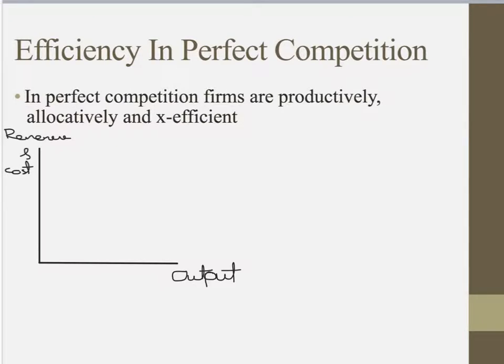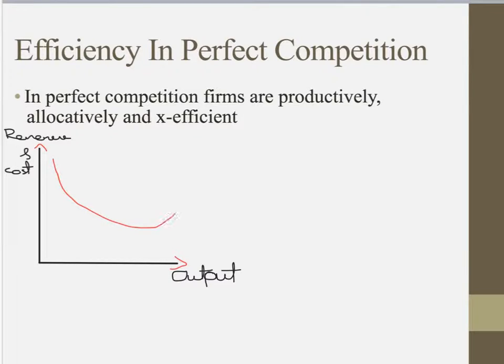The first thing I want to talk about now is efficiency in a perfectly competitive market. As you can see, we can draw this on a diagram because we have our revenue and costs curves, and our output on our x-axis, revenue and cost on our y-axis, and we can start drawing in our cost curves to show why these are productively, allocatively and X efficient.